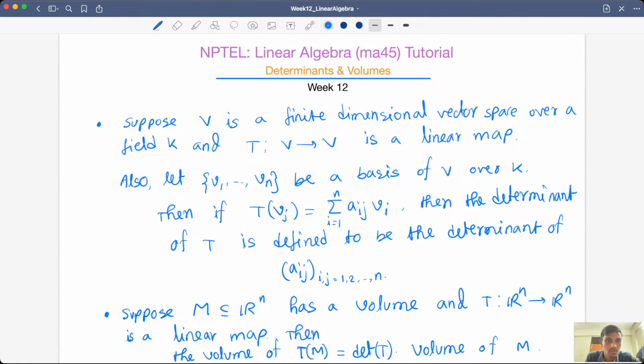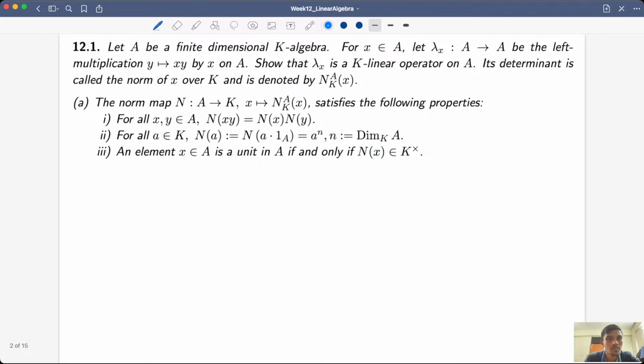Okay, so let me go to the first problem. Suppose A is a finite dimensional K algebra. Recall what a finite dimensional K algebra means. It is a finite dimensional vector space over the field K, and it also has a multiplication structure on it. That means I can multiply two elements in A. In other words, it is a ring with a vector space structure, and all the structures are compatible with each other.